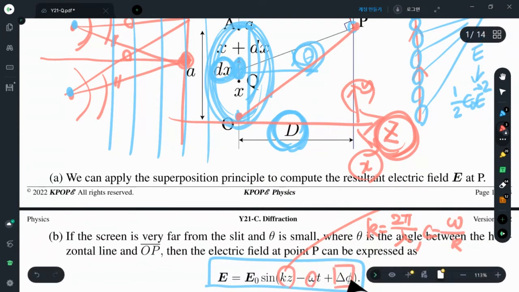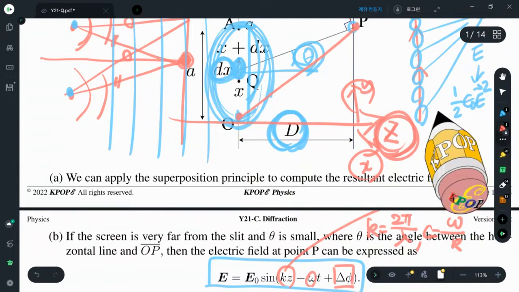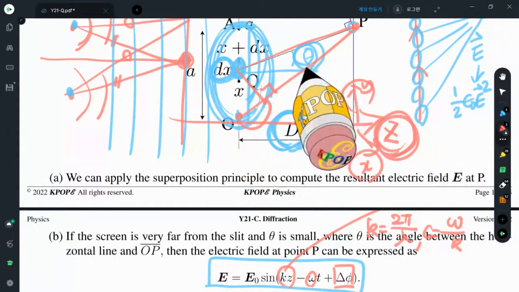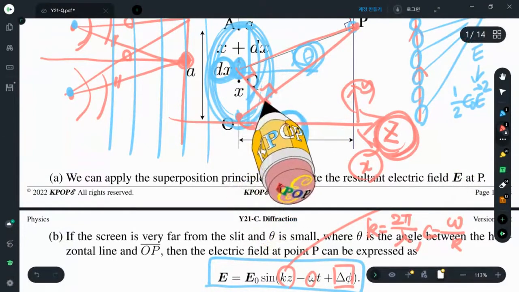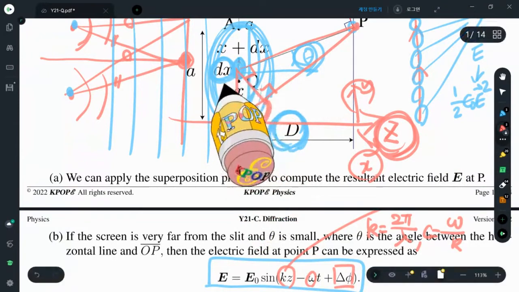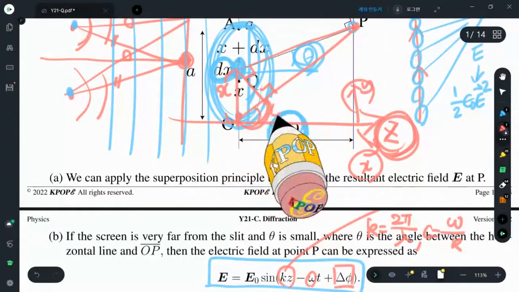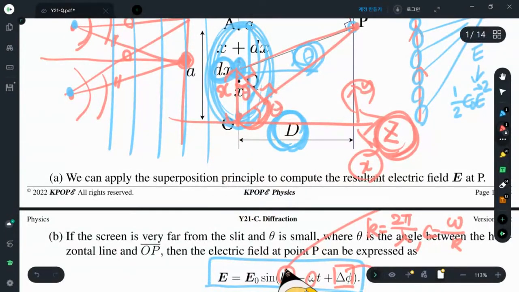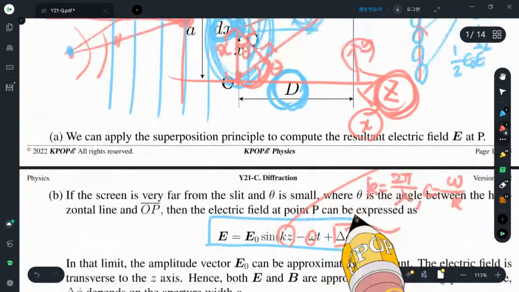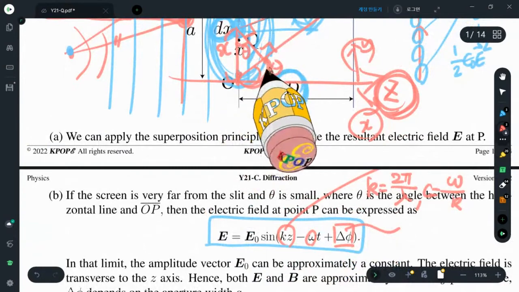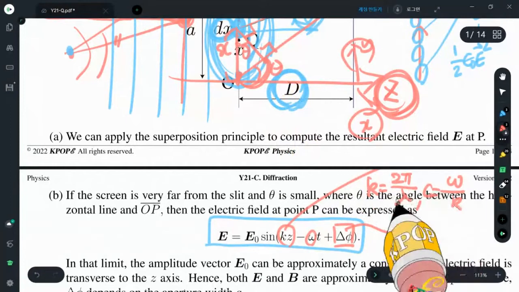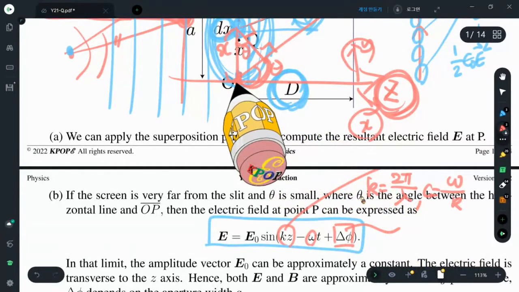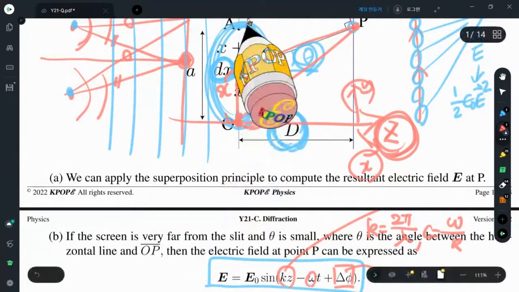The phase difference is due to the path length difference. We know this is the path length. This should be a right angle, and because theta is very tiny, this one is also a right angle, and this is the path length difference. If the position is x, then we have angle theta, and this is theta. So this one will be x sine theta. That is the path length difference, and we divide it by the wavelength to find the phase difference in comparison with the source coming from the origin. And we integrate over the whole region from 0 to a.